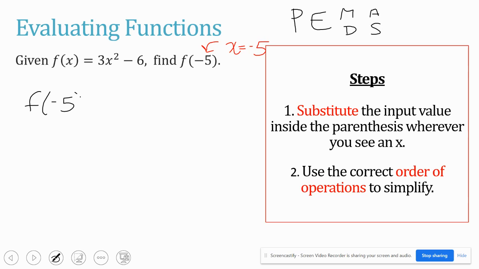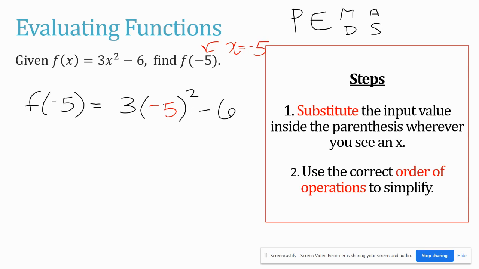So f of negative 5 is equal to 3 times negative 5 squared minus 6. Okay, and now let's simplify. So parentheses, there's nothing inside the parentheses that we can do. It's just a negative 5, so we're going to skip that. And we're going to go to exponents. So I'm going to tell you the number one mistake that students make is they multiply this 3 and this negative 5 first, then square it. That is wrong. That's multiplication. Multiplication comes after exponents. So you have to do the exponent first.